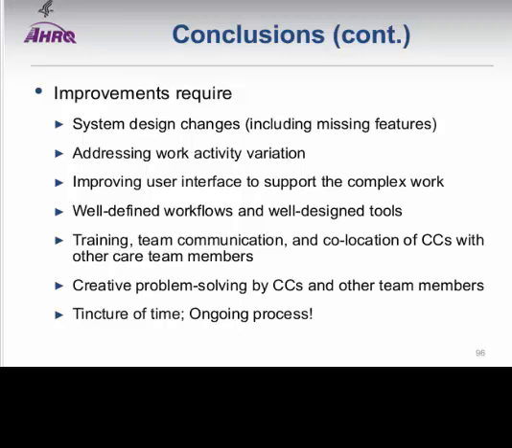User interfaces could change, improving the way workflows and IT work together. There's the issue of training and team communication, and really there's an ongoing activity of creative problem solving and learning, and I think that that is often underappreciated, but needs to be an explicit area of focus. So the process of adopting the My Health Team at Vanderbilt program continues, and that's the end of my formal remarks.